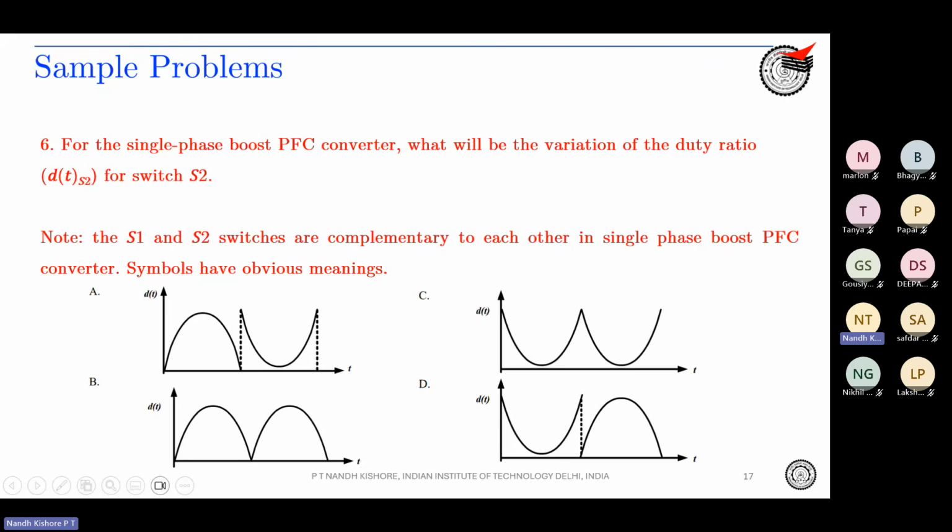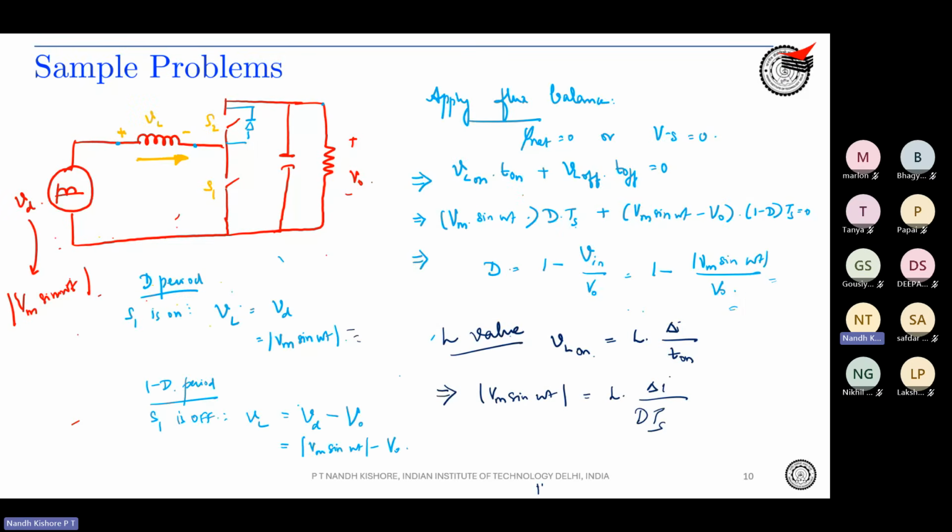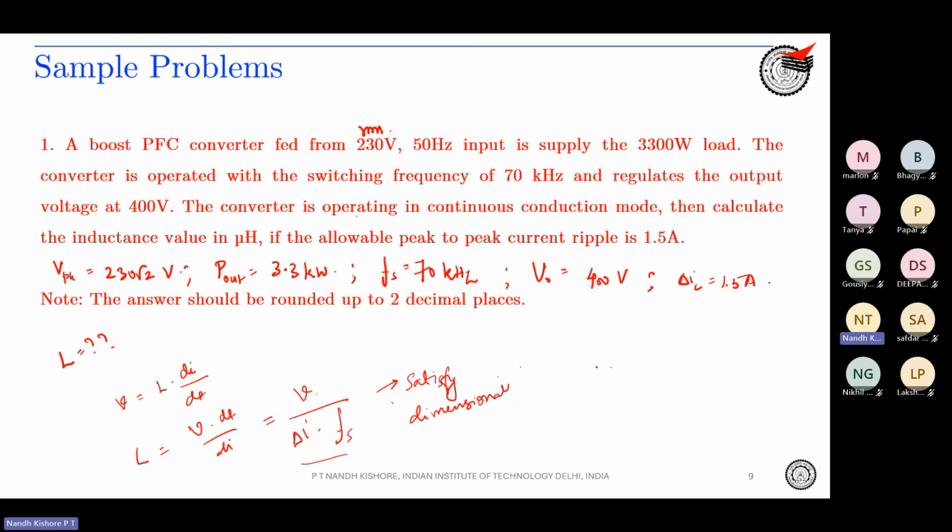Because we have got some limited time, let's solve the numerical problems first. We were at the first problem, that is a boost PFC converter fed from a 230 volt 50 hertz input supplying a 3.3 kilowatt load. The converter is operated at a switching frequency of 70 kilohertz and regulates the voltage at 400 volts. Calculate the inductance value in microhenry if the allowable peak to peak current ripple is 1.5 amperes.